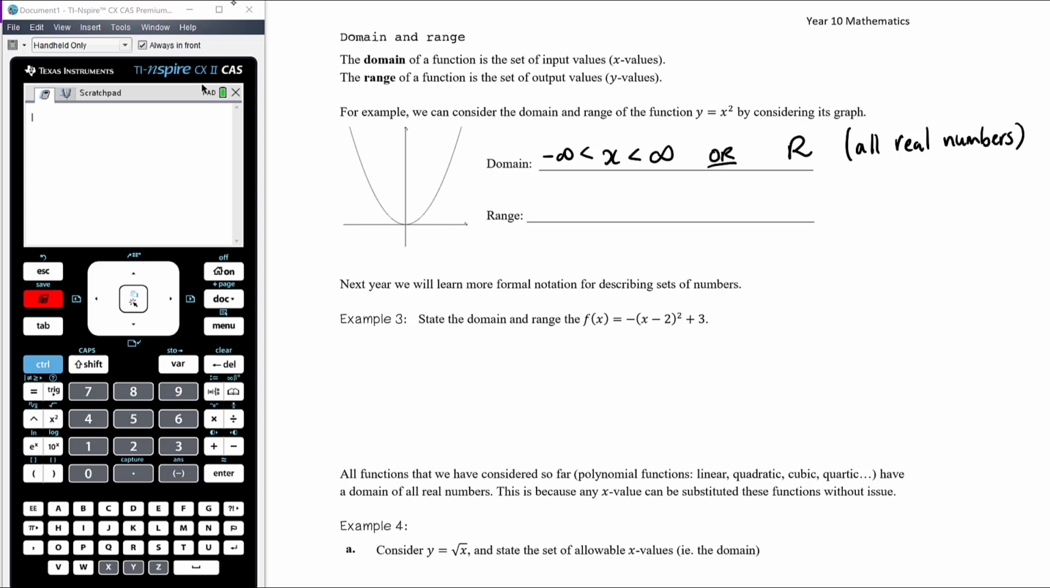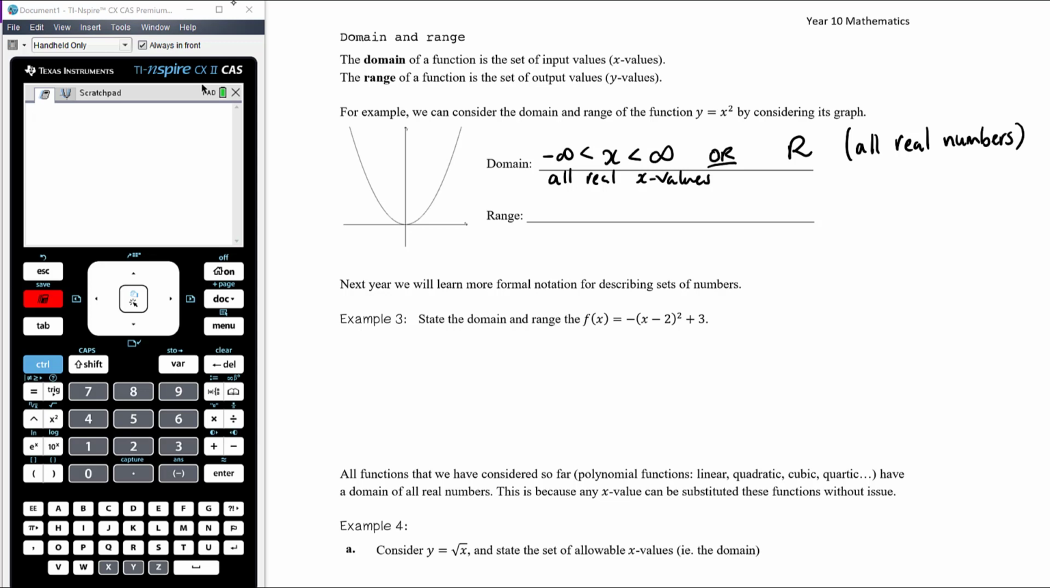Now, I think in your textbook, it doesn't use either notation. It just writes out a sentence, and it says that the domain is all real x values. So you could write out a sentence if you prefer to. But actually, all real x values can be much more easily represented by using the letter capital R.